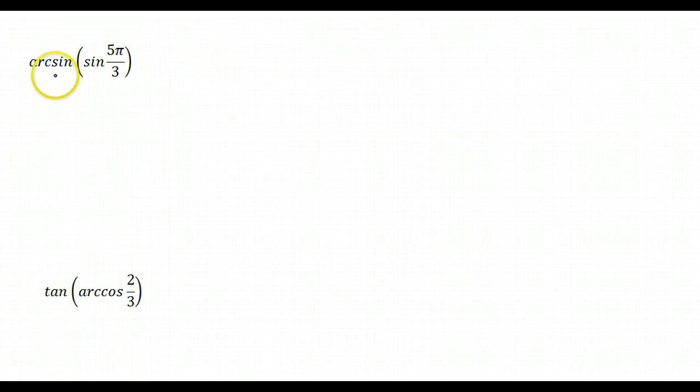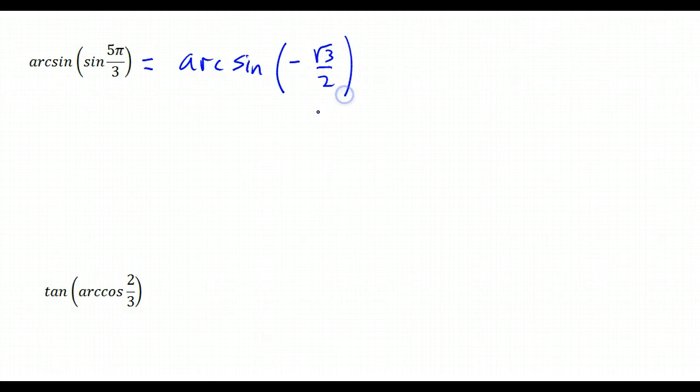Okay, how about the arc sine of the sine of 5pi/3? Now we need to be careful here. Let's work from the inside out, okay? So we're going to do the arc sine of the sine of 5pi/3. Okay, from the unit circle, 5pi/3 is in the fourth quadrant, so it's negative, and it's a pi/3, so it's -√3/2. The arc sine of -√3/2, since it's negative, is going to be a negative first quadrant answer, so that will equal -pi/3.